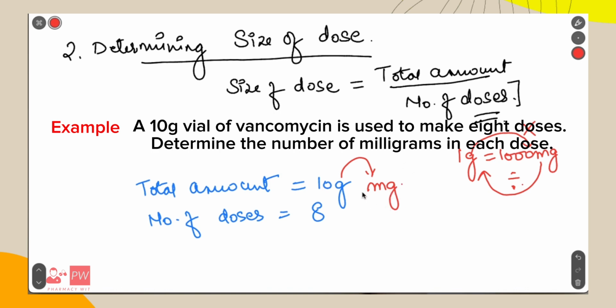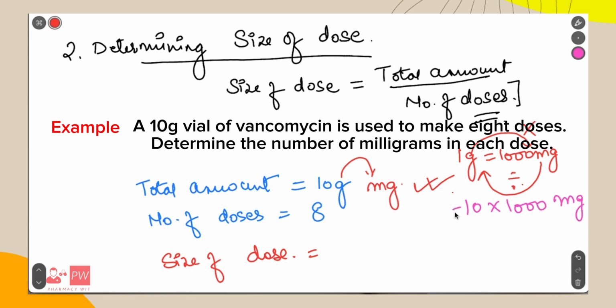Why are we converting this gram into milligram? Because the question is asking for the number of milligrams in each dose, so our answer will be in milligram. It's better to convert gram into milligram first so that you will get your answer in milligram. So now what will be the size of dose? First convert this gram into milligrams. 10 multiplied by 1000 milligram will be 10,000 milligram. So this is the total amount.